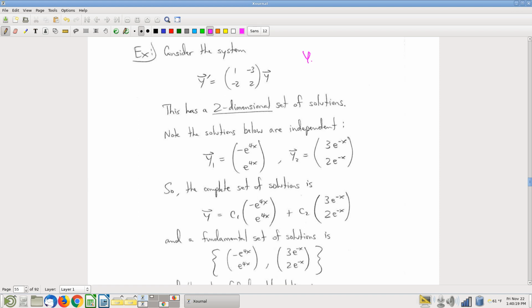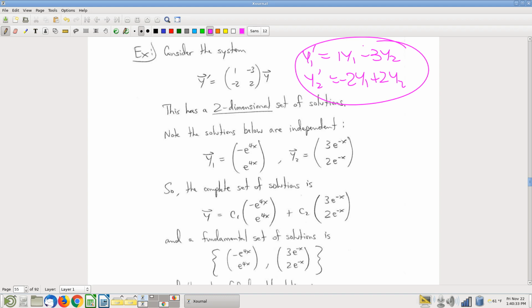We've got a y1 prime that's equal to 1y1 minus 3y2, and we've got a y2 prime that's equal to negative 2y1 plus 2y2. So literally a system of equations. Again, coupled. We can't solve the y1 equation because we haven't solved for y2 yet. We can't solve the y2 equation because we haven't solved for y1 yet. So it's a nasty little problem. Okay. This notation makes it more convenient.